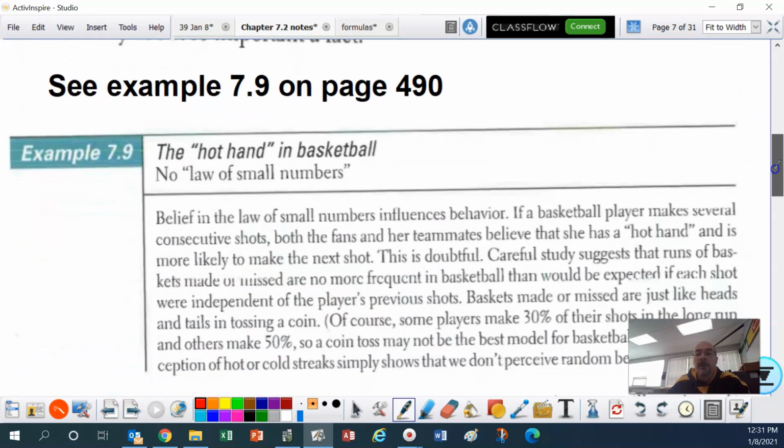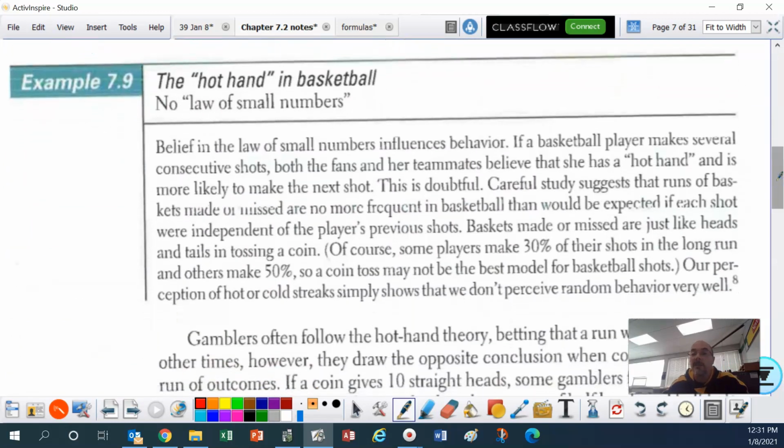Okay, page 490, example 7.9. The hot hand in basketball. No, law of small numbers. Okay. Belief in the law of small numbers influences behavior. Again, let me repeat that. Belief in the law of small numbers influences behavior. If a basketball player makes several consecutive shots, both the fans and her teammates believe that she has a hot hand and is more likely to make the next shot.